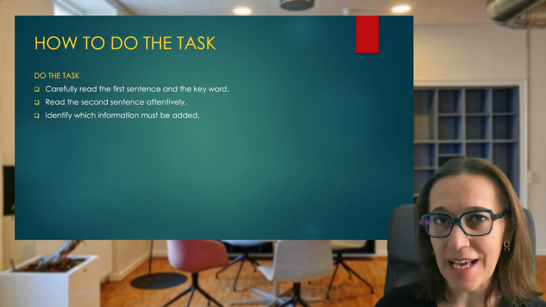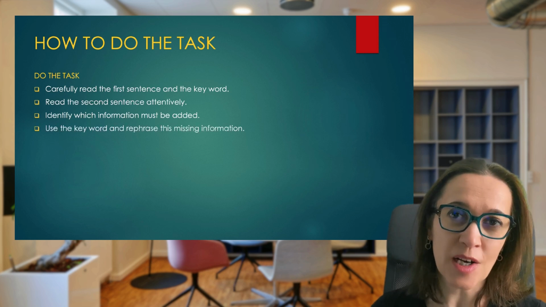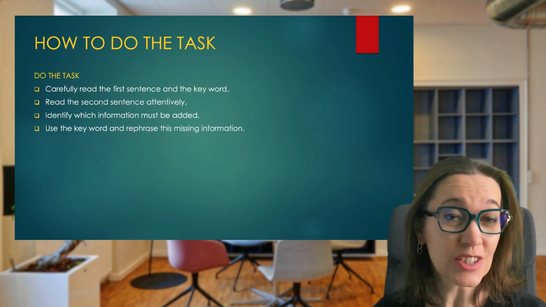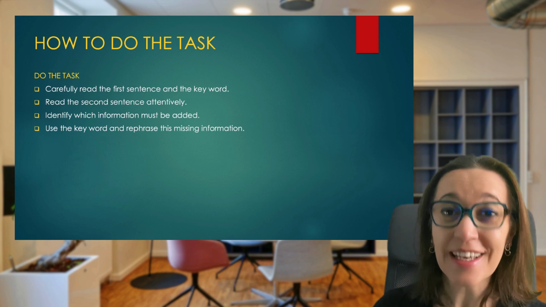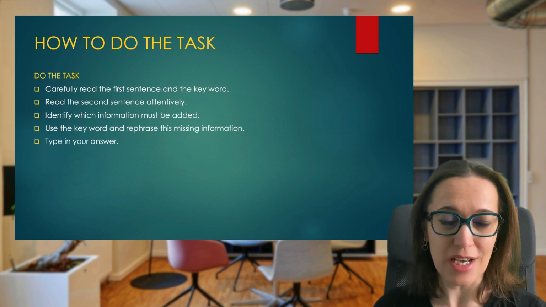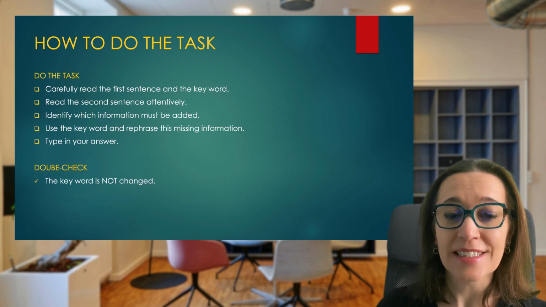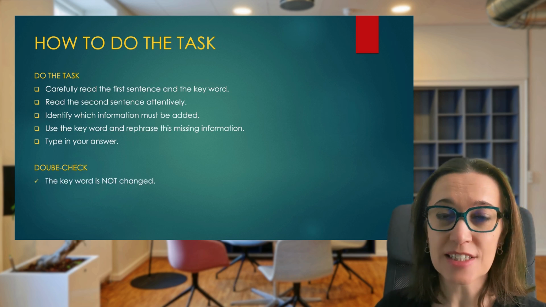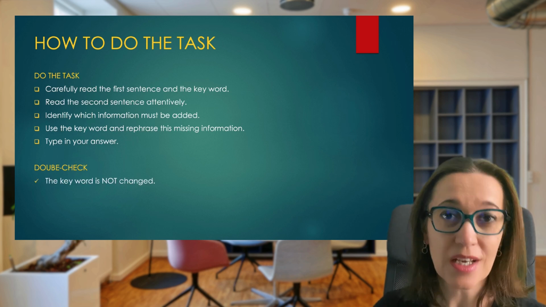Secondly, attentively read the gapped sentence below and see which parts of the full sentence are missing here. Then rephrase this missing part of the full sentence using the keyword. And finally, type in your answer. And now it's time to double check. Make sure that you have used the keyword and this one is unchanged.